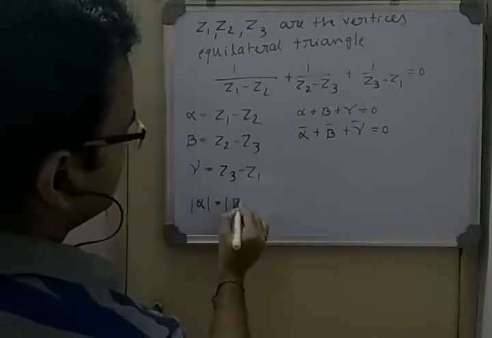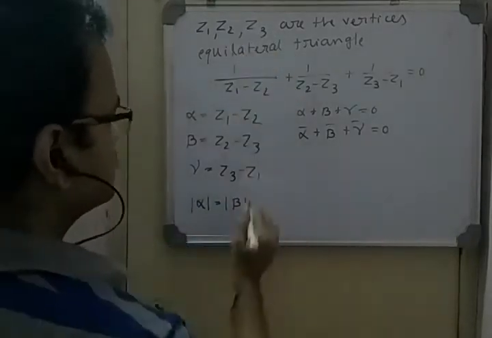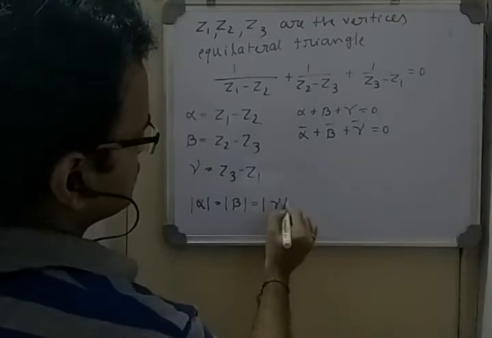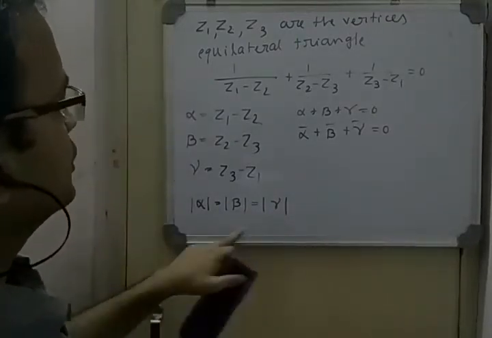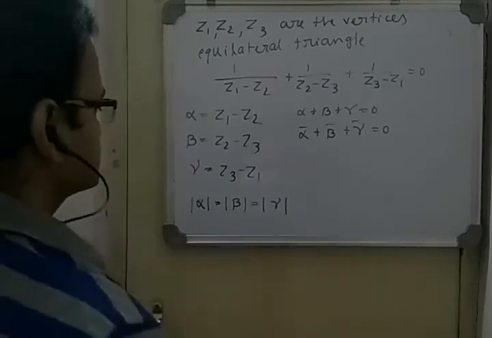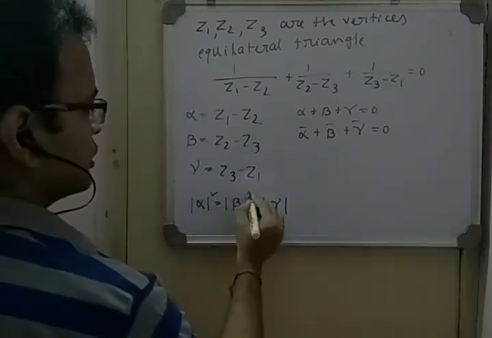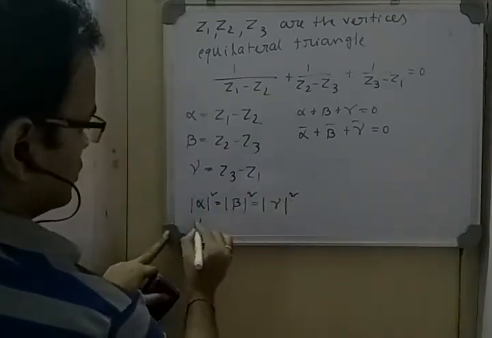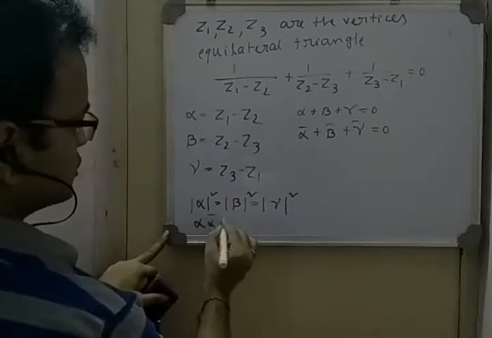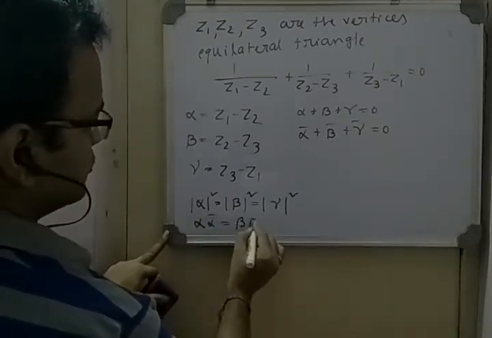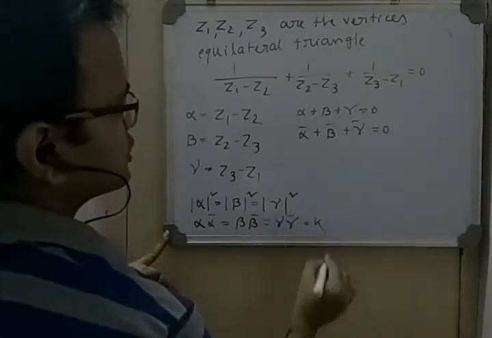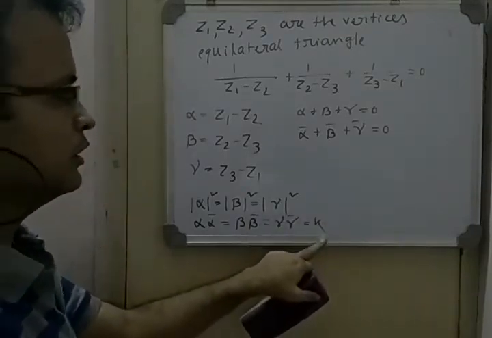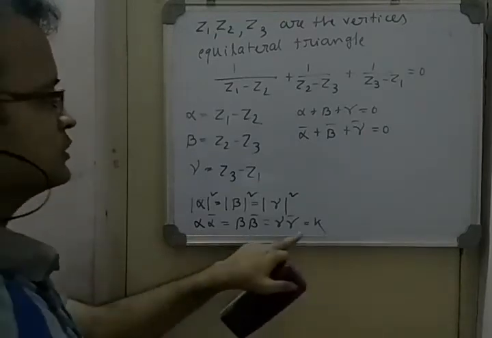This is equal to mod of beta, that is Z2 minus Z3, and also mod of gamma, that is Z3 minus Z1. These three distances are equal, so their squares will also be equal. So mod alpha square means alpha alpha bar, beta beta bar, gamma gamma bar, equal to k, suppose k is a constant, any real value.